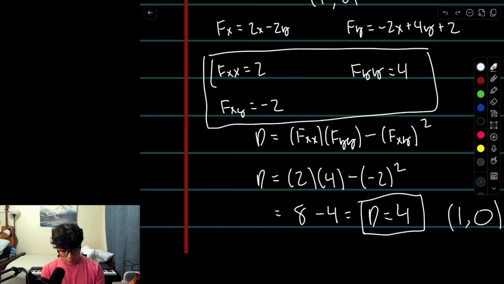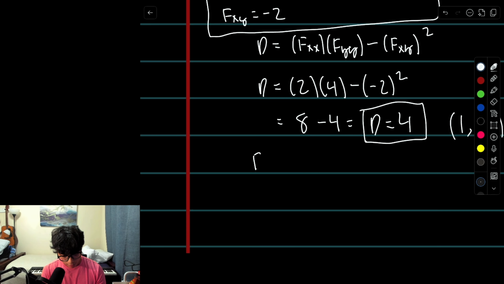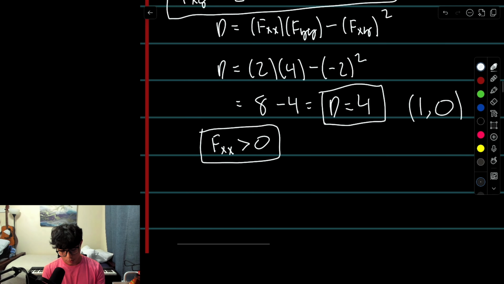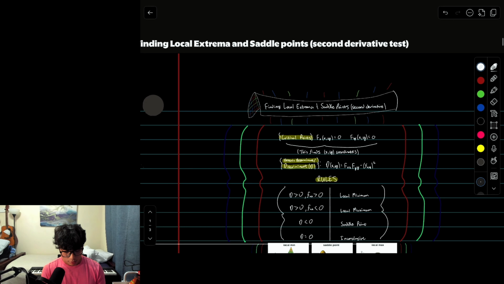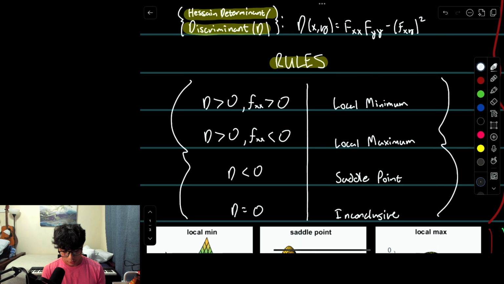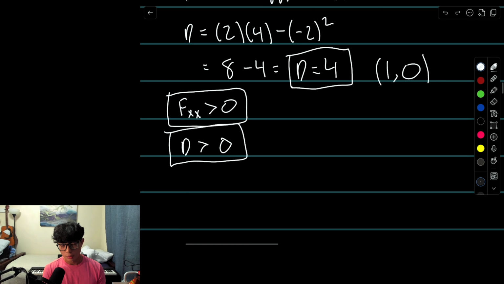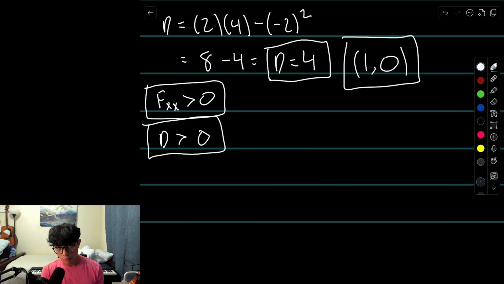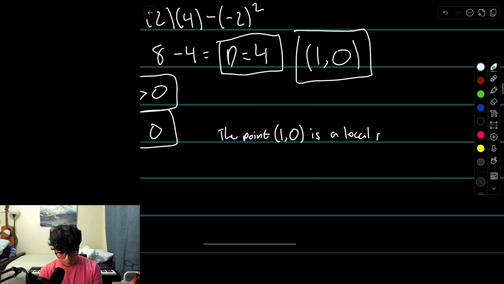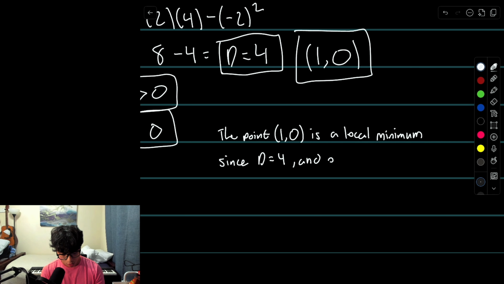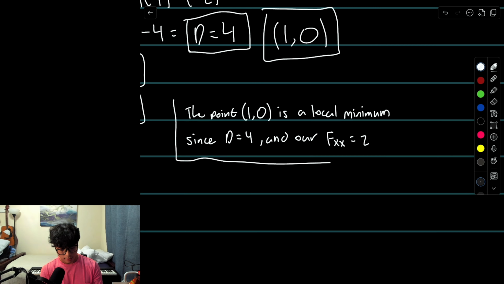Now notice, our second derivative of x is 2, so our f_xx is greater than 0, since 2 is greater than 0. Our discriminant is 4, which is also greater than 0. This matches exactly what a local minimum would give us, according to our rules. Now that we know our point is a local minimum, we can conclude that the point (1, 0) is a local minimum since our discriminant equals 4, which is a positive number, and our second x derivative equals 2, which is a positive number. And that is our final answer.